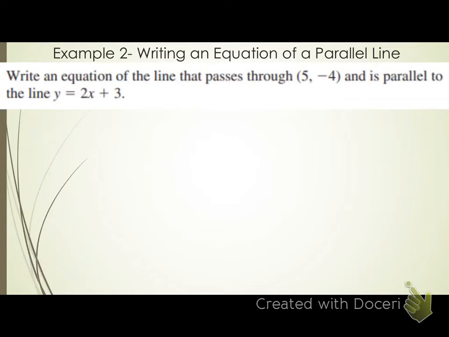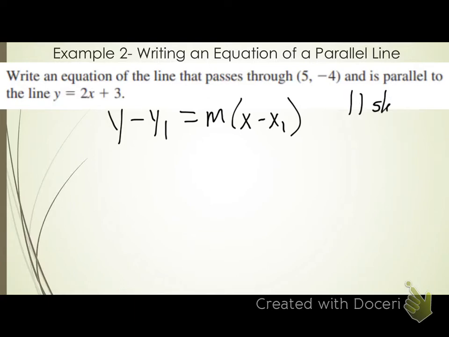Because I'm given a point, I'm given a slope here. What is point slope form again? There it is. So what's my parallel slope that I'm going to be using? 2. And then there's my point, (5, -4). Does everyone see how we have our point and how we have our slope from the information we're given?